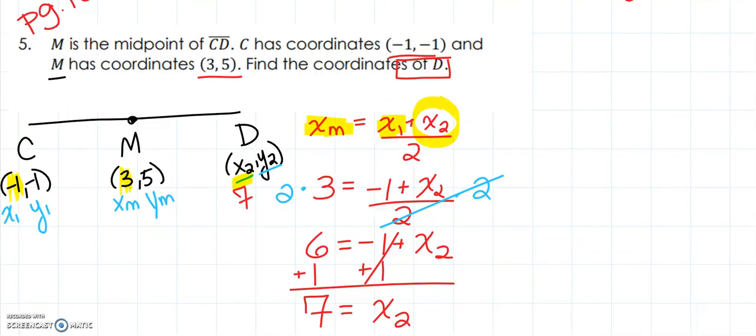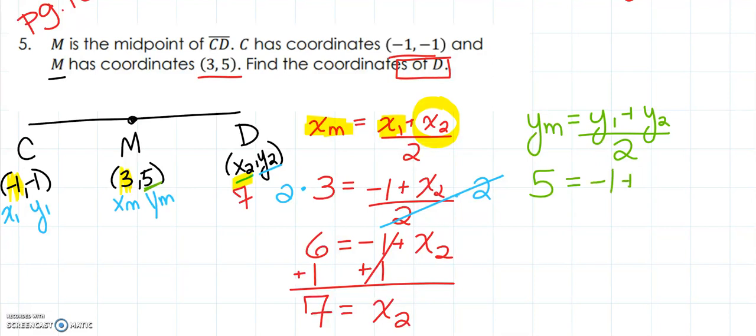Okay, so now let's do the same thing, but let's do it with our y values. So we set up our equation the normal way. To get our midpoint y value, we would add the two y values of the endpoints and divide by 2. All right, let's substitute in. So we have the midpoint y value, that's your 5. We have y1, that's -1. We're going to add y2, but that one is missing, so we're going to keep it as y2, all over 2.